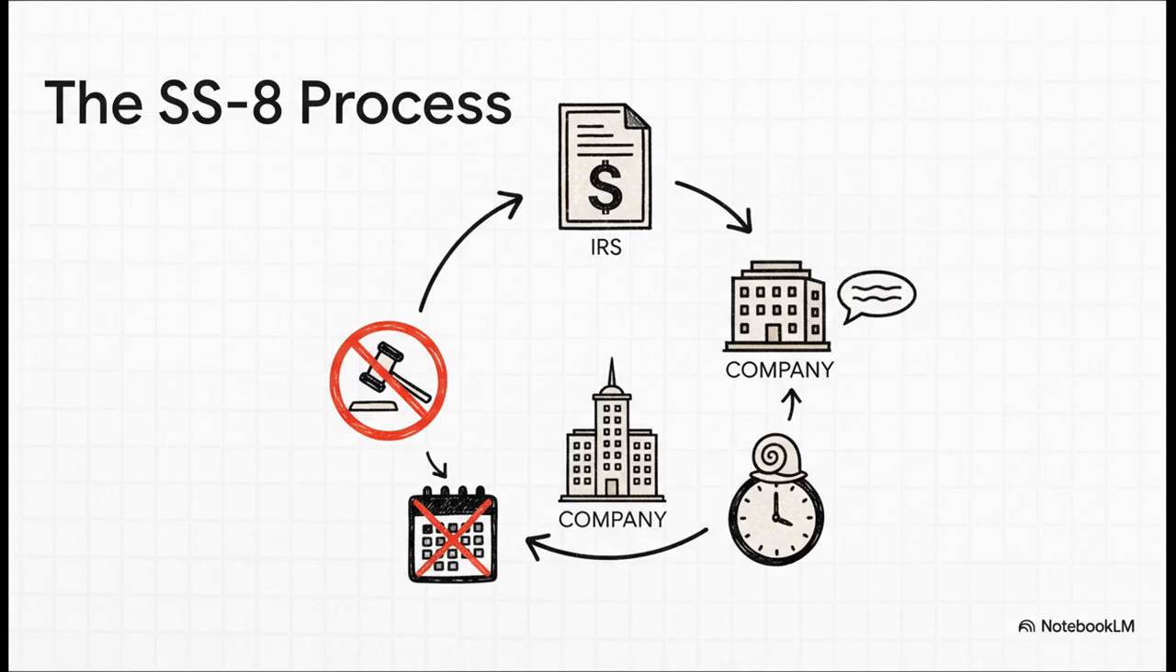So what can you expect if you file a Form SS8? Well, you need to know that this is not a secret process. The IRS is absolutely going to contact the company and get their side of the story. Also, there are some ground rules. The IRS won't touch it if you're already in a lawsuit over the issue, and they'll only look at tax years that are still open to review. And probably most important, you have to be patient. This is a marathon, not a sprint.